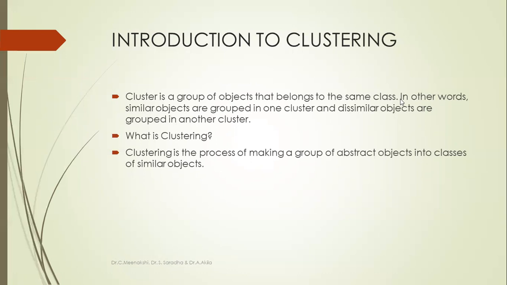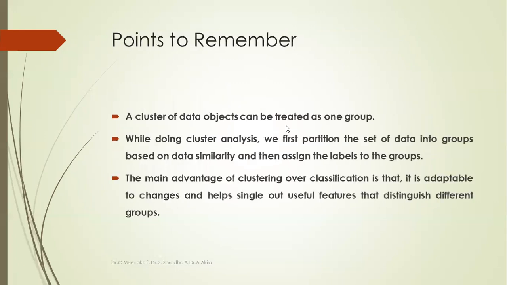In other words, similar objects are grouped into one cluster, and dissimilar objects are grouped into another cluster. So clustering is the process of making a group of abstract objects into a class of similar objects. So I'm grouping all the similar objects. We should always keep these things in mind. So a cluster of objects can be created as one group.